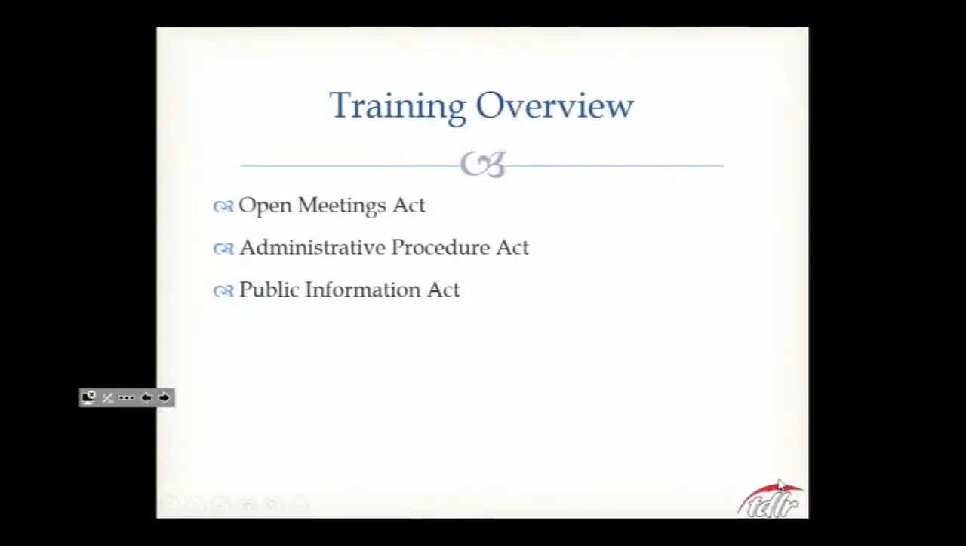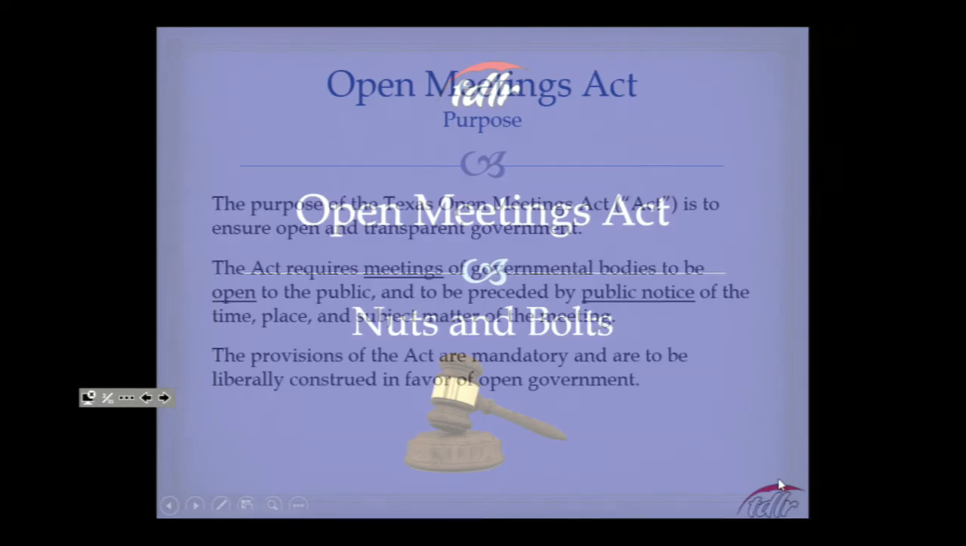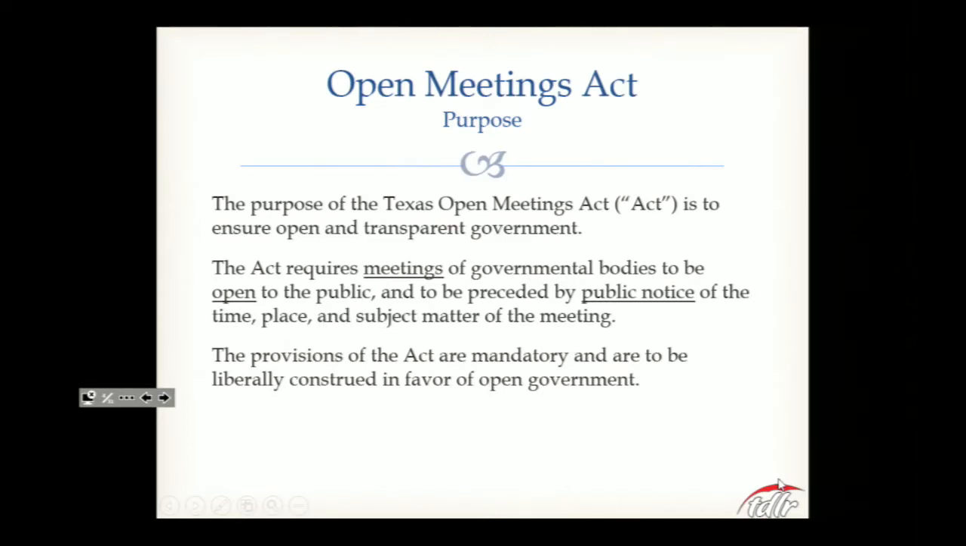Like I said, the Open Meetings Act, the Administrative Procedure Act, and the Public Information Act are what we'll be discussing today. The majority of this training will involve the Open Meetings Act. The purpose of the Open Meetings Act, as I'm sure you're aware, is to ensure open and transparent government. It requires meetings of governmental bodies, such as this board, to be open to the public and preceded by public notice of the time, place, and subject matter of the meeting.